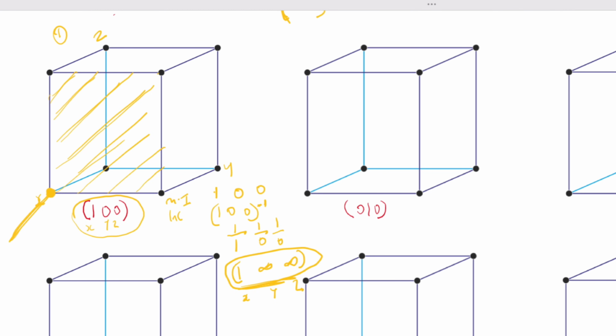So let's look at the second one. Remember, this is our Miller indices, so we have to take the reciprocal of 0, 1, 0. So we have 1 over this, 1 over this, and 1 over this, which leads us to infinity, 1, infinity. This is our point of interception.